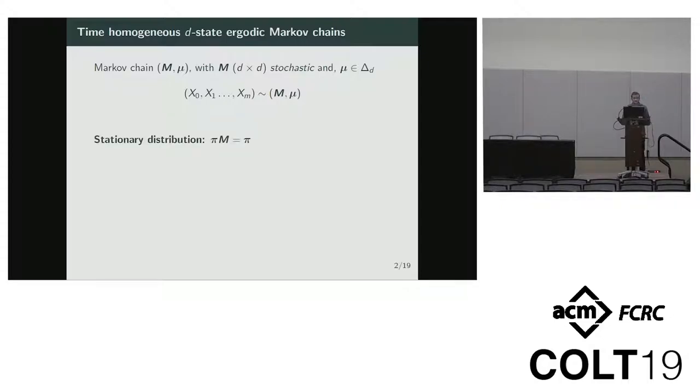We'll say that a distribution is stationary if it remains unchanged by the kernel, and we'll assume ergodicity. That will tell us immediately that this stationary distribution is unique, that if you consider it as a vector of entries, all are positive, and that the chain will ultimately converge to this distribution.